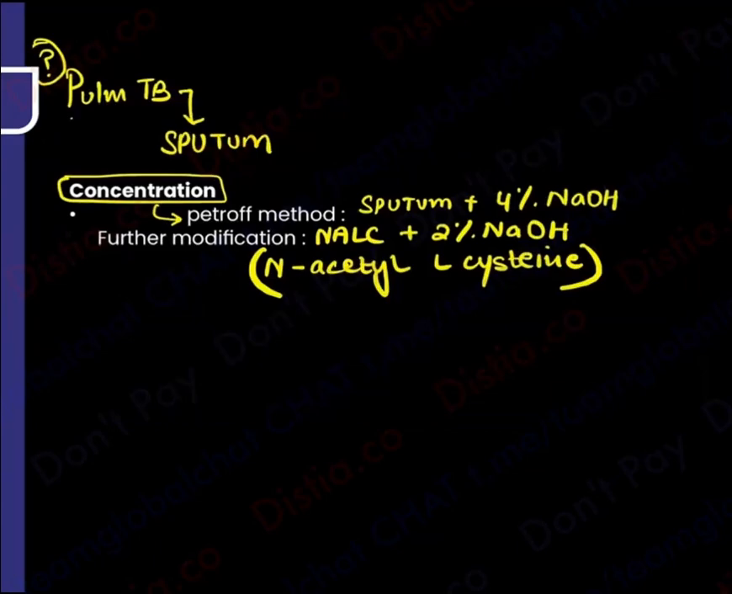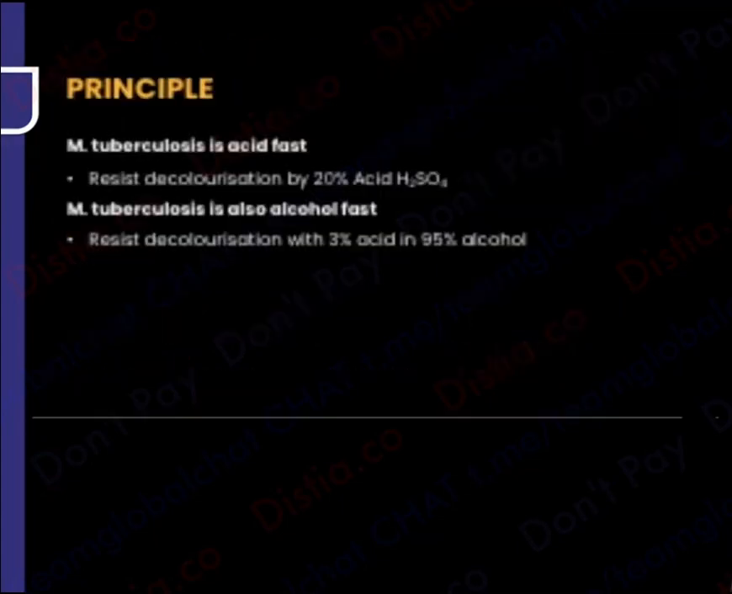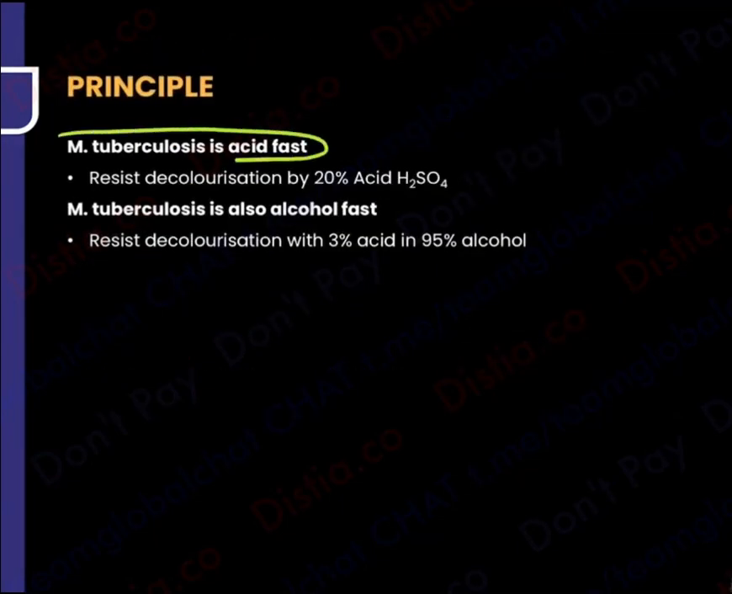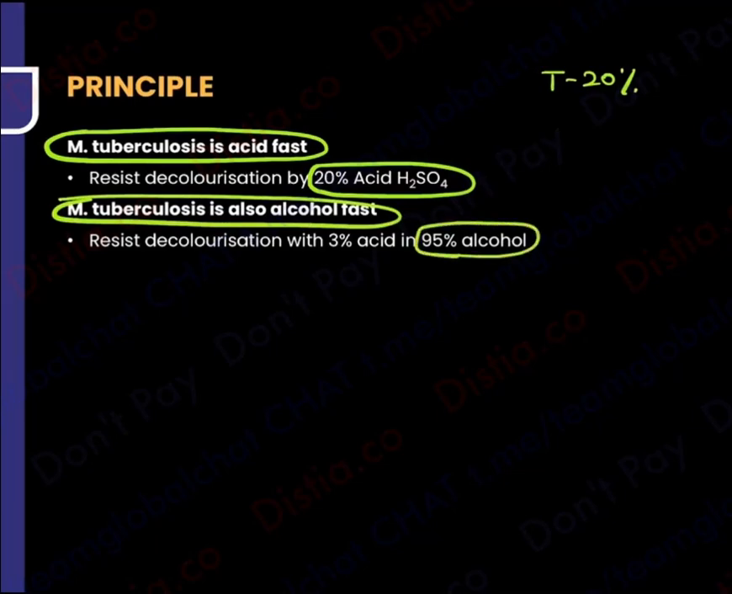So now I want to come back to the protocol and ask you, when you were doing the staining, how much acid were you using? TB के लिए कितना acid? So we had done TB के लिए T20. 20% H2SO4 is what we were using. So please note that MTB is acid fast, means it will not give away the color even with 20% acid. Not only is it acid fast, MTB is also alcohol fast. If you would have used 95% alcohol, then also it would have retained its color.